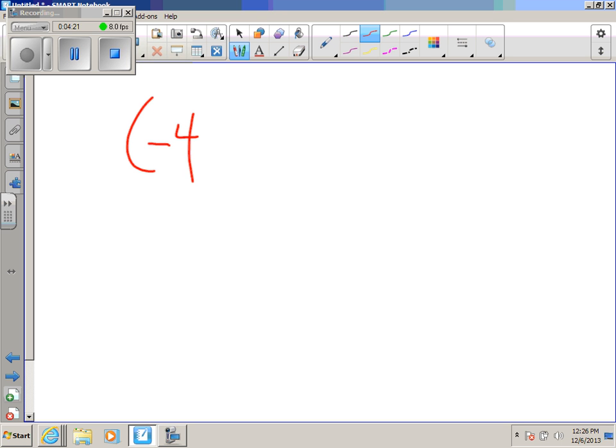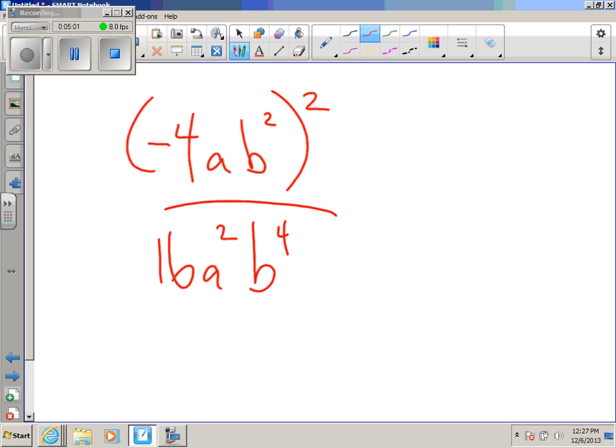Negative 4 a b squared to the second power. Now this negative really only applies to what that's on the inside? Just the 4. So negative 4 squared means negative 4 times negative 4, which gives you positive 16. A to the second times a to the first times 2 is a squared. B squared squared, b to the fourth.